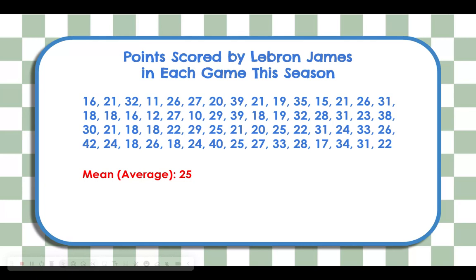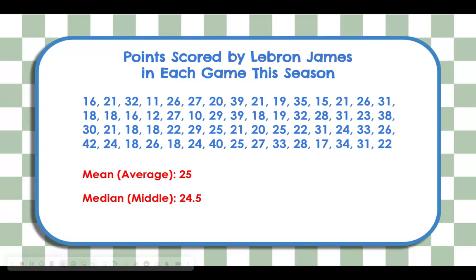Basically, the average is the points per game that LeBron James scores. So he scores 25 points per game. That doesn't mean he scores 25 points every game. Sometimes he scores more than that. Sometimes he scores less than that. But on average, it's kind of like the midpoint. He typically scores around 25 points per game. So that's a good way to summarize all of his points.